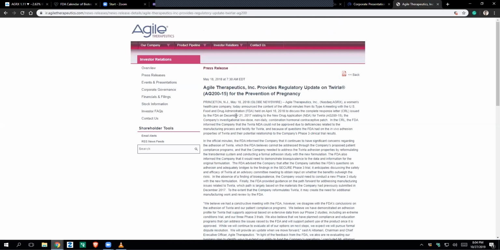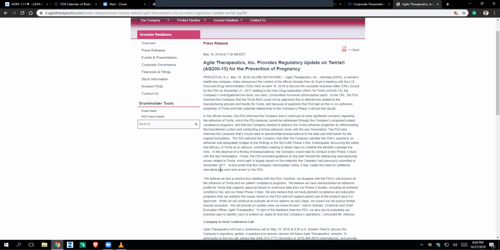So FDA, the second CRL was in December 2017. FDA said that the NDA could not be approved due to deficiencies related to the manufacturing process and the facility. And FDA had some questions on the in vivo adhesion properties of Twirla and its potential relationship to phase 3 clinical results. This is a patch, so they probably were concerned there is some issue with the adhesion, which is a problem with the patches. I'm very skeptical of them. There is always, they come off.